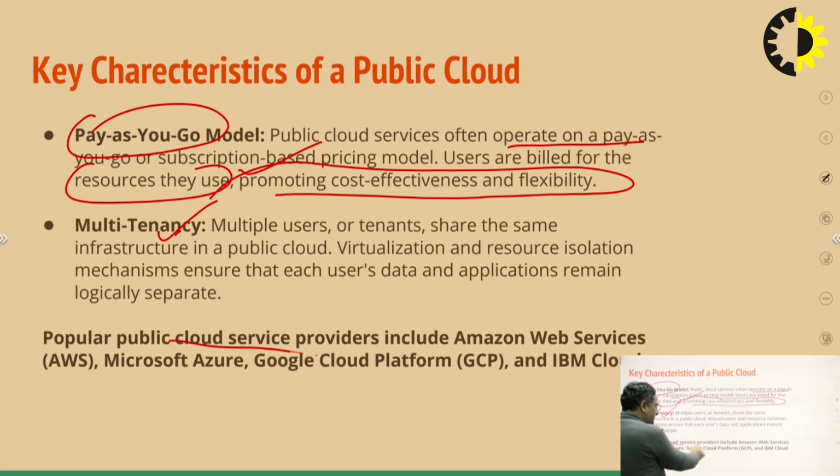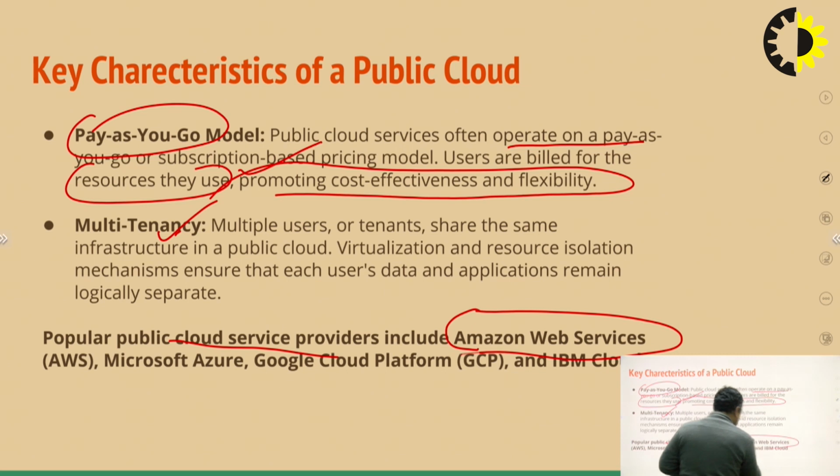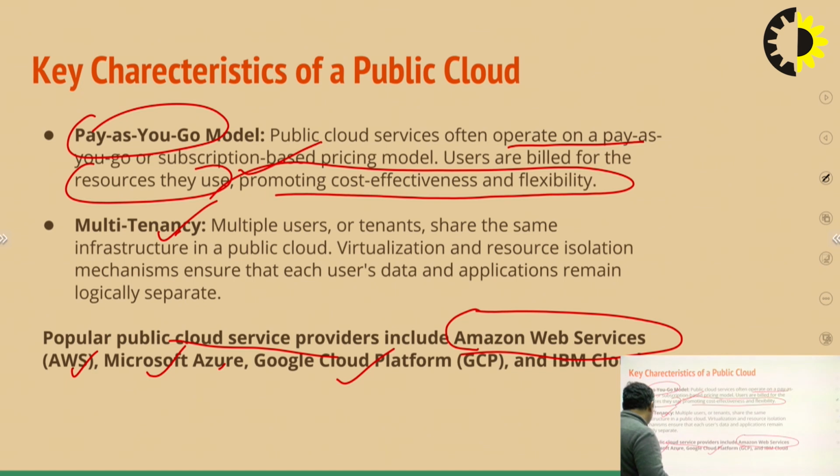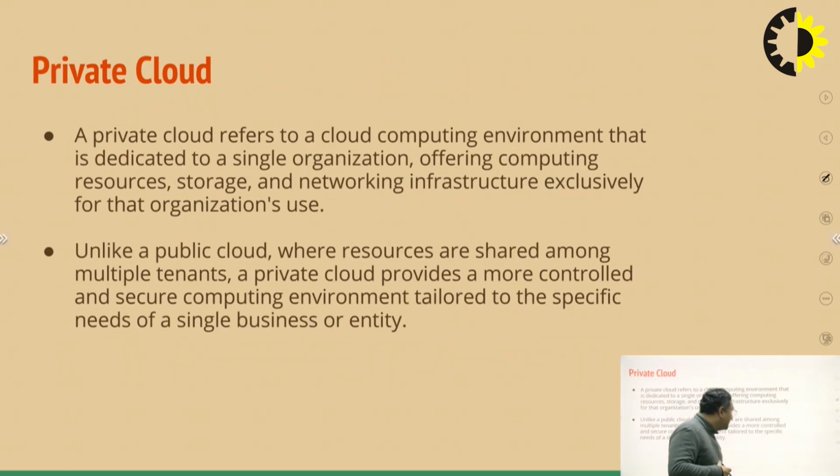Popular public cloud service providers include, as I just mentioned, Amazon Web Services from Amazon, Azure from Microsoft, and GCP from Google. And there is one more, IBM Cloud. The most growing cloud providers nowadays are Amazon Web Services, Azure, and GCP. These are the three top most cloud providers.